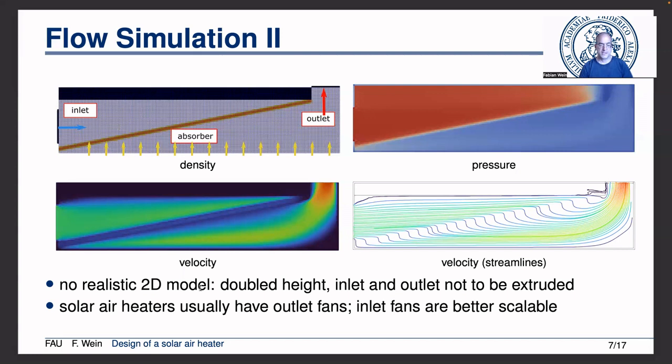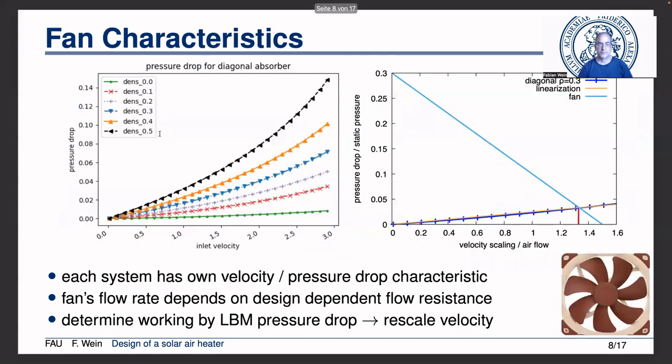Common for solar air heaters is that one has an outlet fan, but also inlet fans exist, and I actually find this a better idea because it's easier to apply several fans to scale the inlet velocity. Speaking about the fan, here is a study of the system with different absorber densities for a diagonal absorber and various inlet velocities enforced as an inhomogeneous Dirichlet boundary condition. And this is the reaction we get.